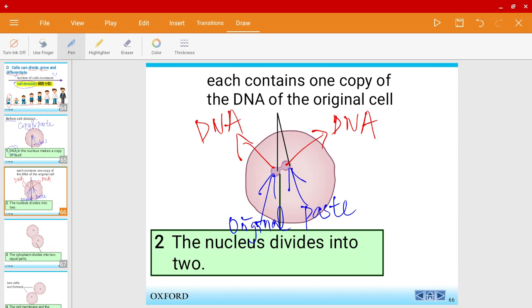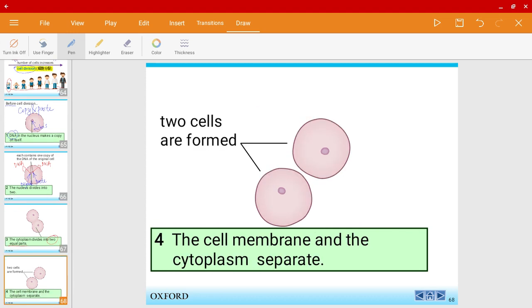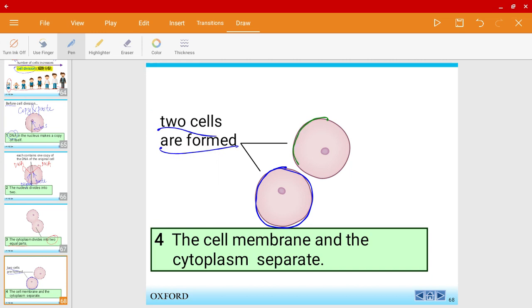Afterwards, now that the nucleus is divided into two, the cytoplasm will start to divide as well. It will divide into two equal parts. And then afterwards, slowly but surely, two cells will be formed because the cell membrane would also be separated. For example, over here, I'm highlighting this cell, the blue cell. This is one cell, and then you have another cell formed over here, the green one.